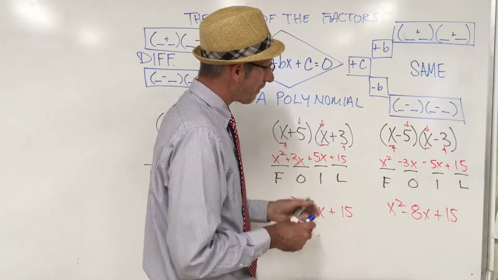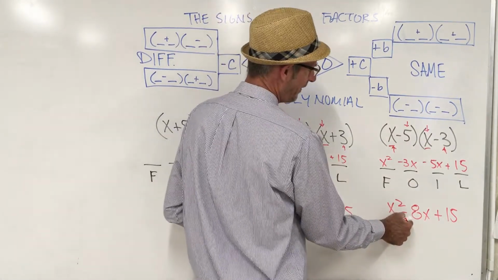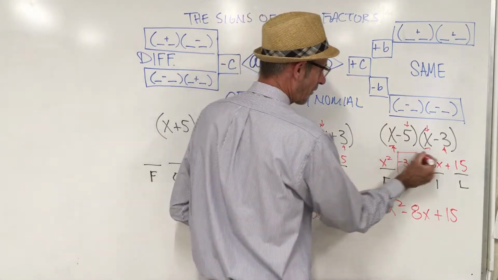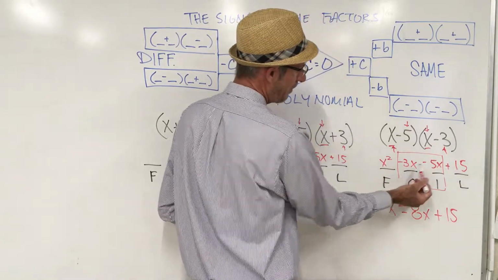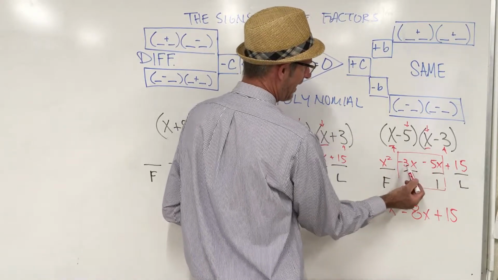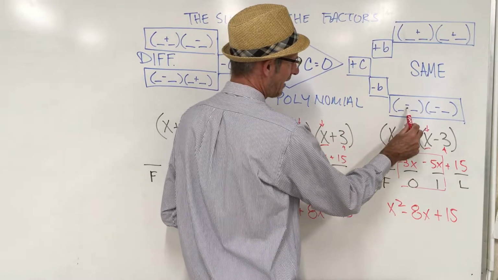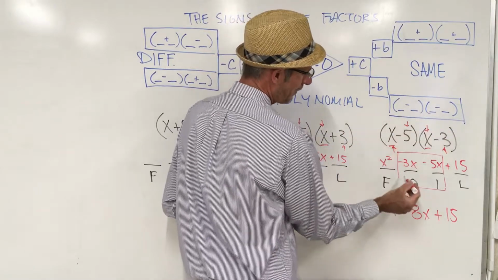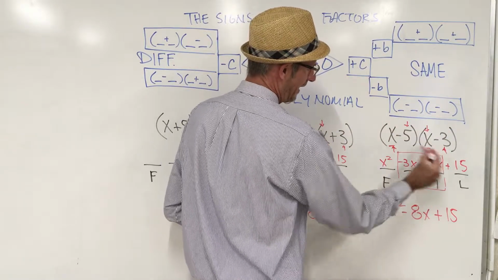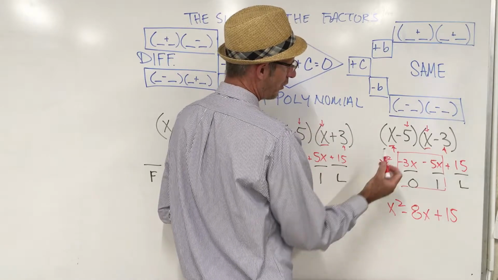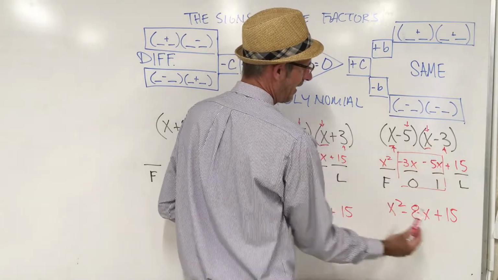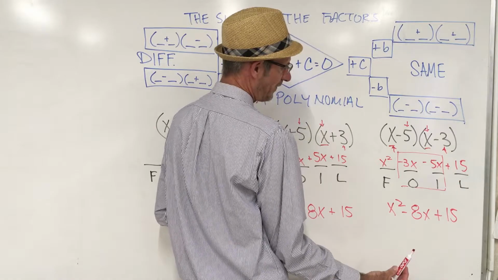Now, how was our B value negative? Well, if we take our outers and our inners, they both come out to negatives if you have negative signs here and here. So that'll make negative 8x. Also, if we have a negative times a negative, that will make positive 15.